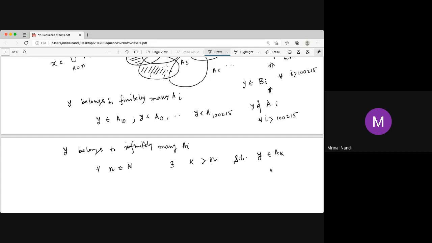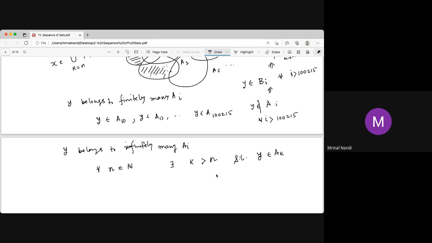If it is not so, then y does not belong to Ak for all k greater than n. That means y belongs to only finitely many Ai, at most n many Ai's. After that, y does not belong to any Ai. Now, if y belongs to infinitely many Ai, that means y belongs to some Ak after n. If n is large, say 1 crore, y belongs to say A5 crore 2 lakhs. If you take n equal to 10 crores, then y belongs to some A15 crores, like that.